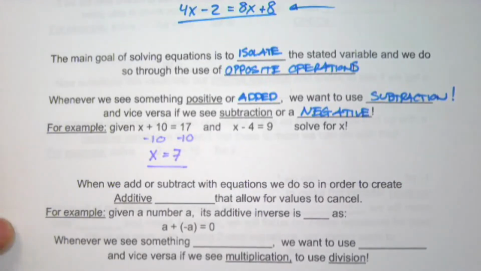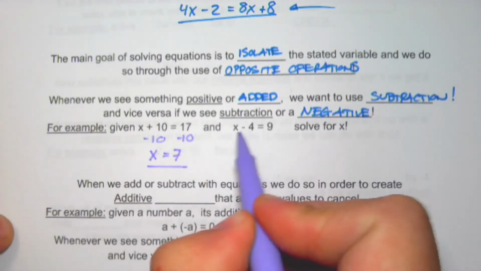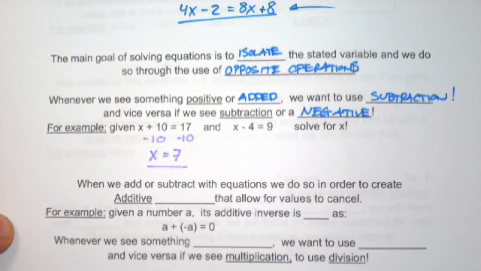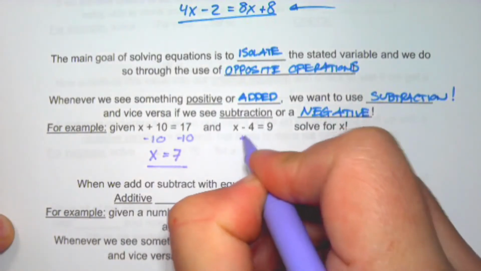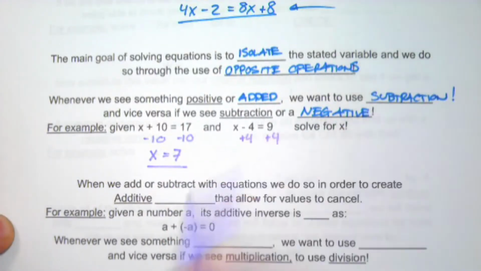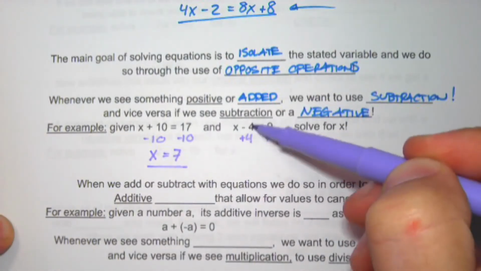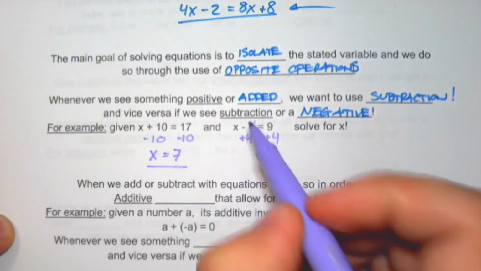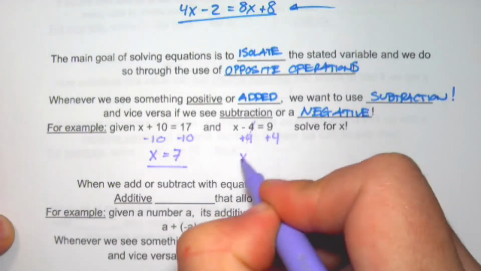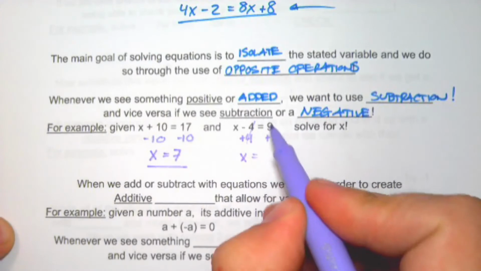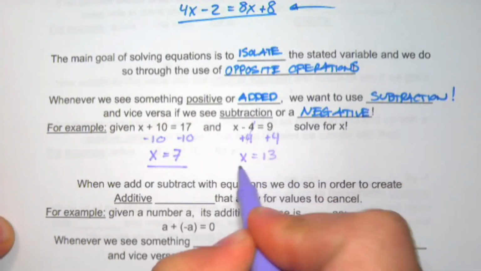And then on the contrary, right, if I see subtraction or I see a negative, we just want to do the opposite of addition. And we want to make sure we do it on both sides. The side we move it from, those are going to cancel each other out, right? Negative 4 and 4 is 0, leaving just the x. And then we have that 9 plus 4, which is 13.